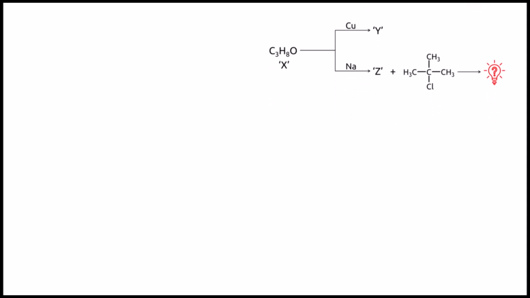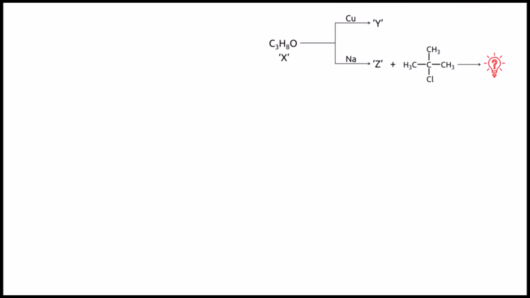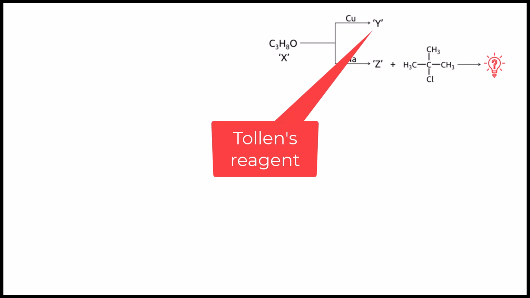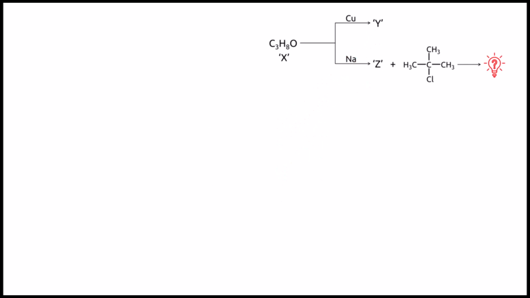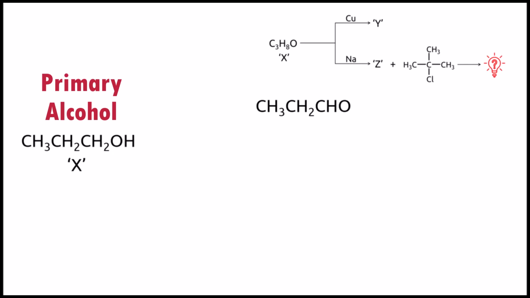In such types of questions, based on the given information, we have to identify the final product or the information which is asked in the question. Now in this question, we came to know that Y can be reduced by Tollens' reagent. It is given in the question. So it must be an aldehyde. If Y is an aldehyde, then X must be a 1 degree primary alcohol. As per the formula suggested in the question, we have 3 carbons. So we consider this formula.